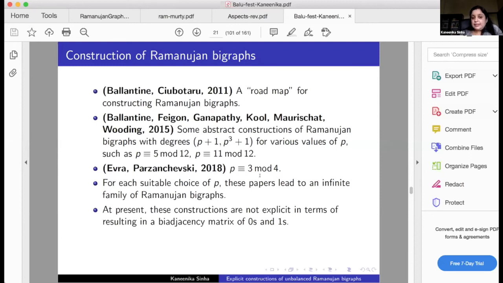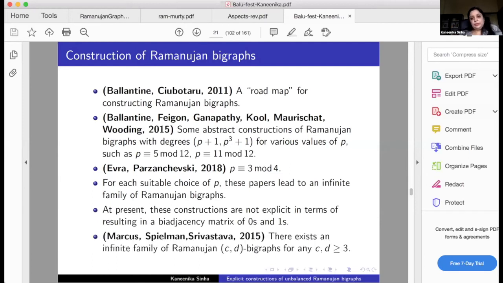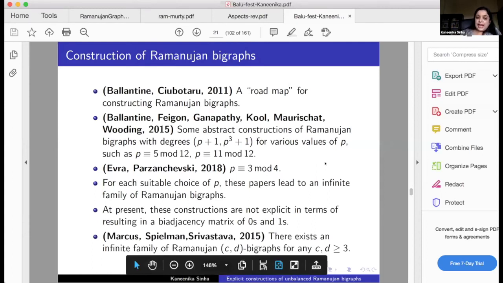However, at present, these constructions are not explicit in terms of resulting in a biadjacency matrix of zeros and ones. We have interacted with some of the authors, and we have been informed that making these abstract constructions explicit is currently work in progress. Okay, so let me also recall another result of Marcus, Spielman, and Srivastava, which says that given any C comma D, we have an infinite family of Ramanujan C comma D bigraphs.